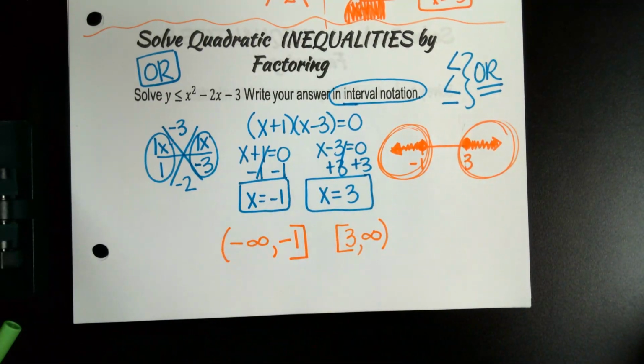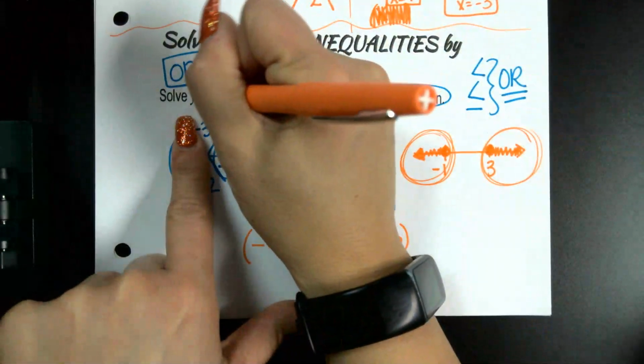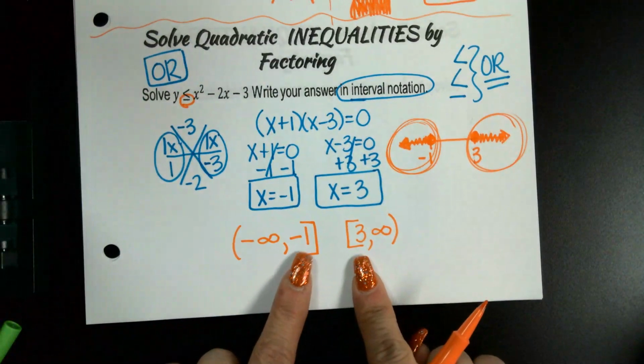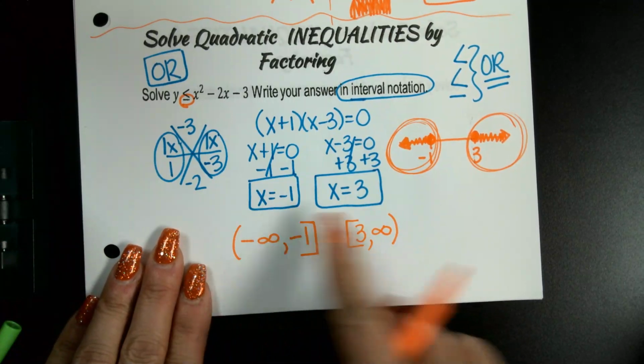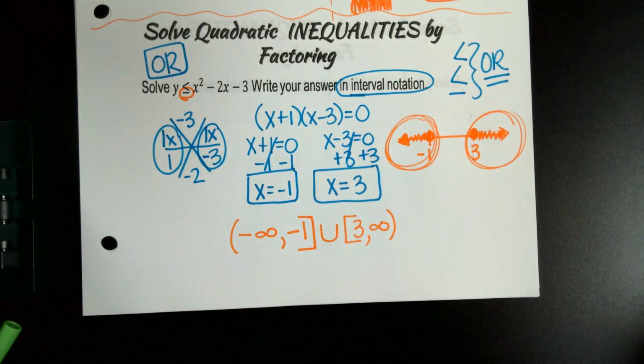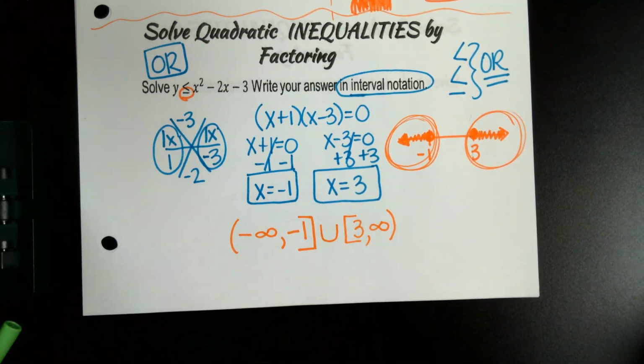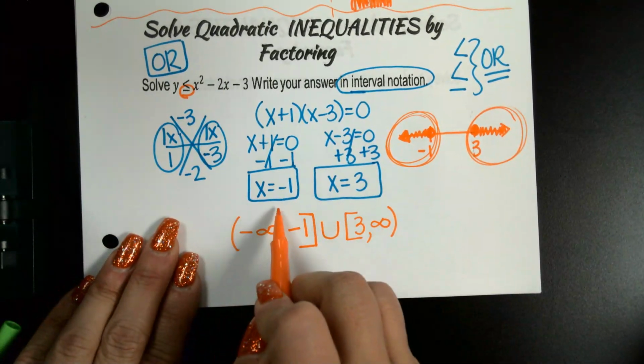Now, there are different brackets. Anytime you're talking about infinity, you have to use normal parentheses because infinity is not a specific number. But these two are specific numbers and there was an equal sign, so I had to use that closed bracket. Now to show that it's this set and this set, you make this U in between them. It's called union. It's -infinity to -1 and 3 to positive infinity. That's how you write your answer.